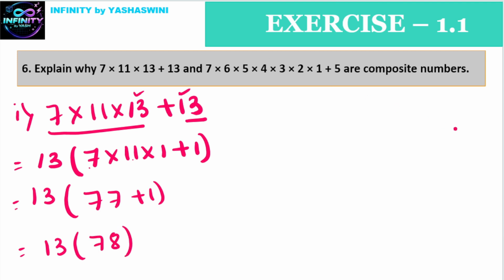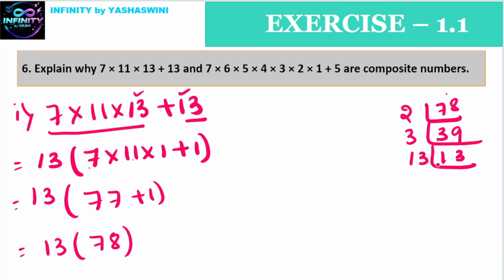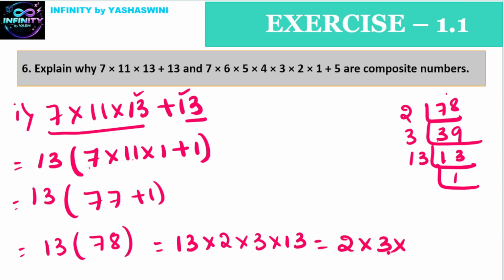Now find the factors of 78. It is divisible by 2. That is 2 three times is 6, 1 carry, then it becomes 18, 2 nine times. Now 39 is divisible by 3. 3 one time and 3 thirteen times. Again 13 one time. So 78 can be expressed as 2 into 3 into 13. Arrange in ascending order. That is 2 into 3 into 13, and 13 comes how many times? 2 times. That is 13 to the power 2.